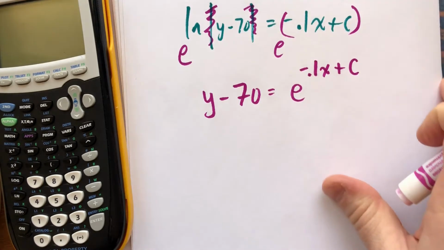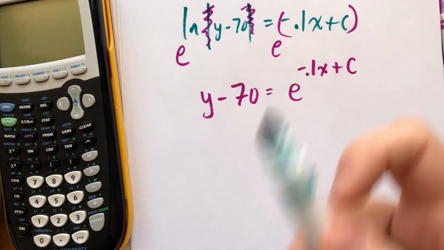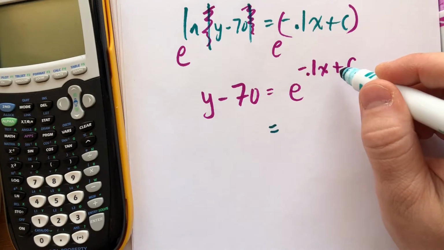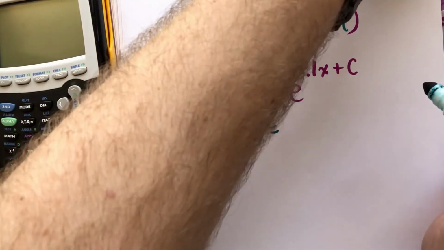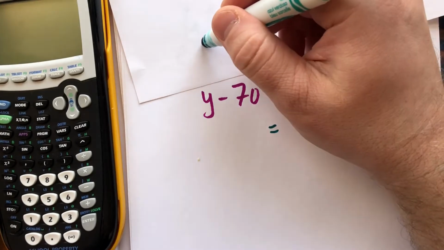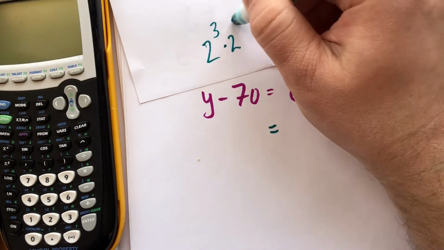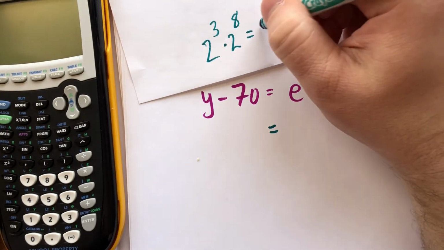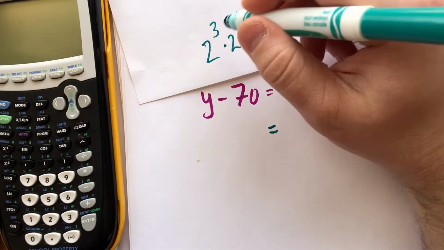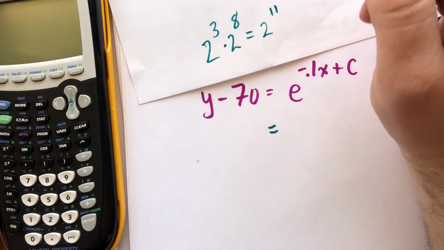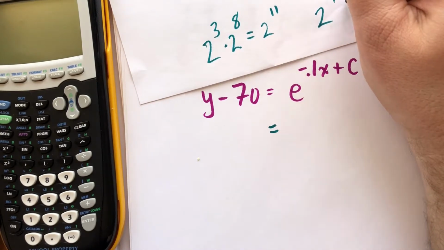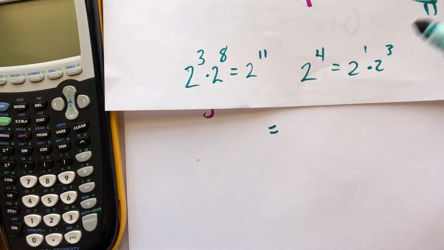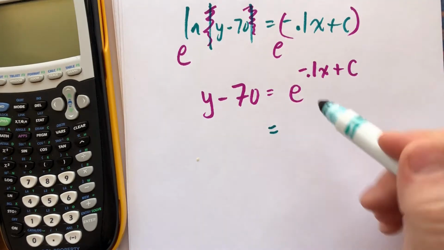So we're going to do a little magic trick here that you can always do. This next step, I'm only going to write when I'm teaching you how to do it. You never need to write this next step. Let me just remind you real quick. What's 2 to the 3 times 2 to the 8? It's 2 to the 11th, right? Because you add the exponents together. So what's 2 to the 4th? Could I say it's 2 to the 1 times 2 to the 3? I could break it down like that, right?